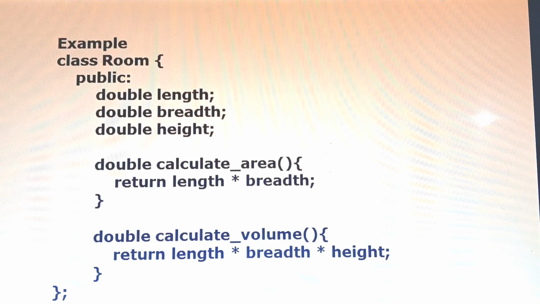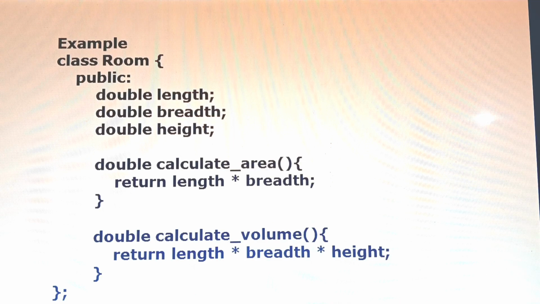How to create a class with data members and functions. Here you have to find the area and volume of a room. Class room. Three variables are there: length, breadth and height. We have to declare these three variables in public mode. Why? Because if you want to access these variables outside the class, we have to declare them public, otherwise we cannot access them. I will explain that later.